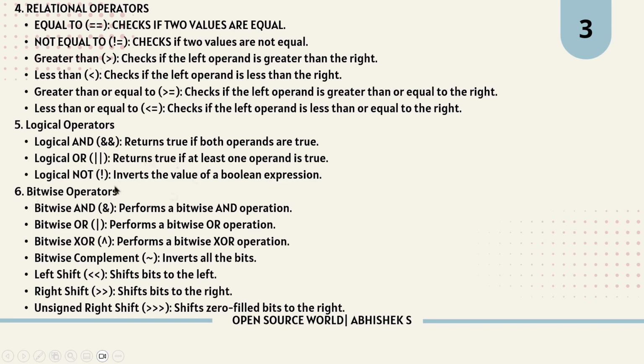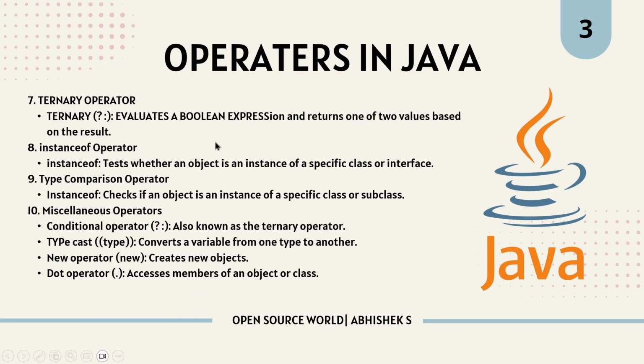And for bitwise operations, as I told, there are AND, OR, XOR, complement, left shift, right shift, unsigned left shift, and unsigned right shift. We will not deep dive into bitwise operators as of now. And the ternary operator evaluates a Boolean expression and returns one of two values based on the result. We'll see a live example so that you can understand.